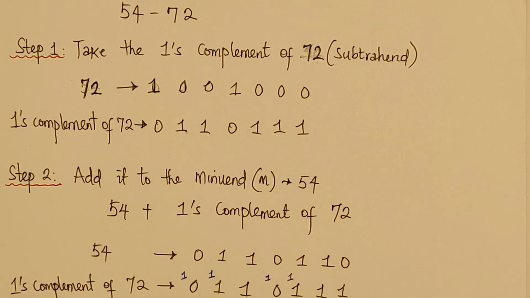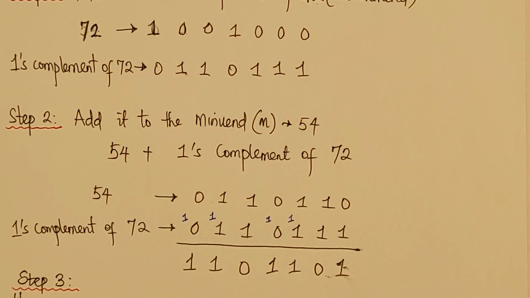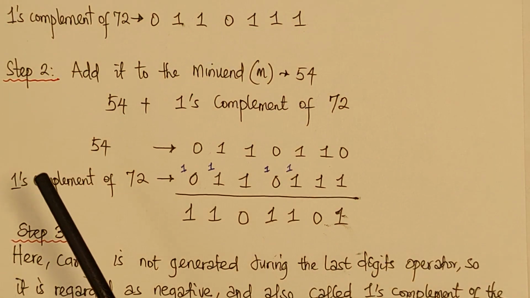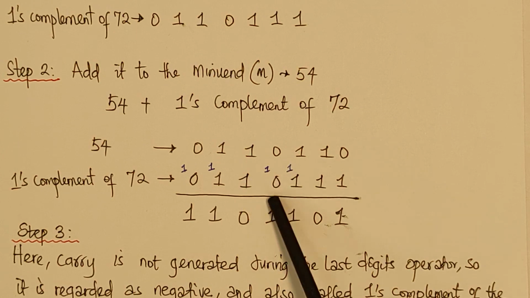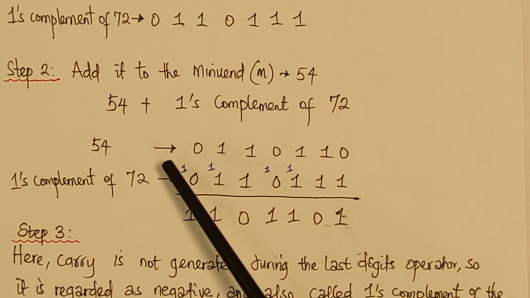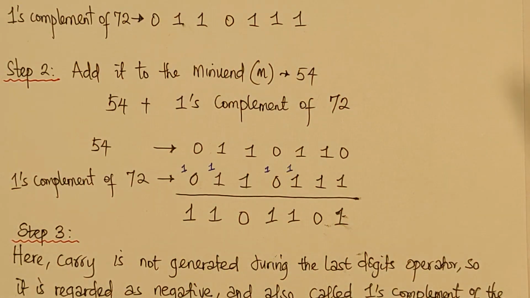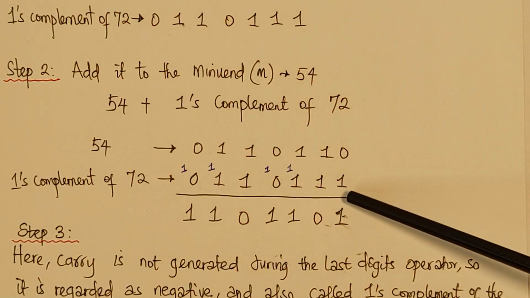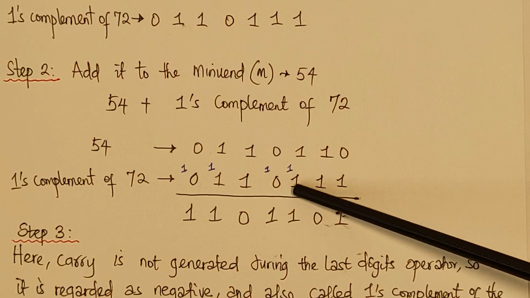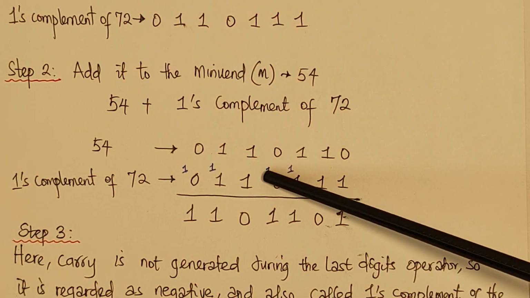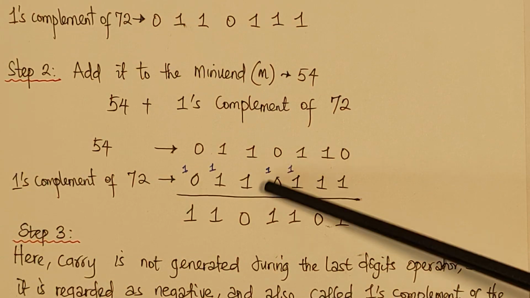So with that, we'll spread out the binary form of 54, and that will be 0, 1, 1, 0, 1, 1, 0. And then also the first complement of 72, which is 0, 1, 1, 0, 1, 1, 1. Now we'll give a summation of this. So 0 plus 1 will be 1. 1 plus 1 will be 0 carry 1. 1 plus 1 plus 1 will be 1 carry 1. 0 plus 0 plus 1 will be 1.